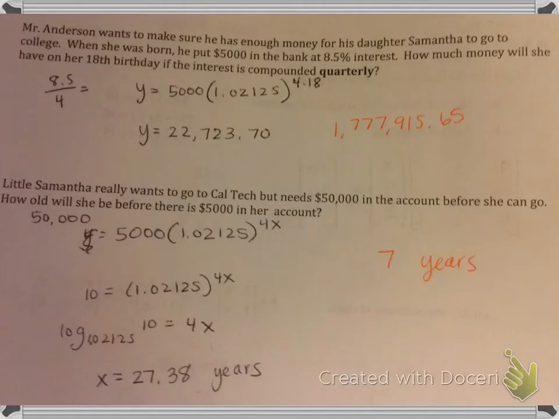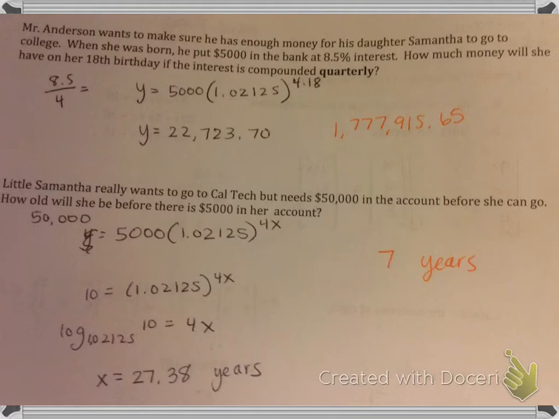All right, number 3 gave you sort of a review problem of solving this exponential growth function. It says Mr. Anderson wants to make sure he has enough money for his daughter Samantha to go to college. When she was born, he put $5,000 in the bank at 8.5% interest. How much money will she have on her 18th birthday if the interest is compounded quarterly?